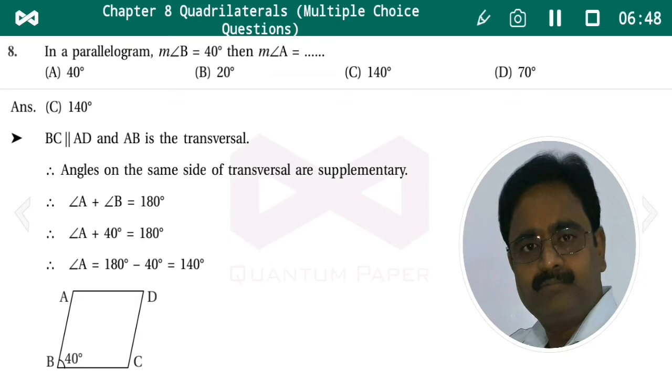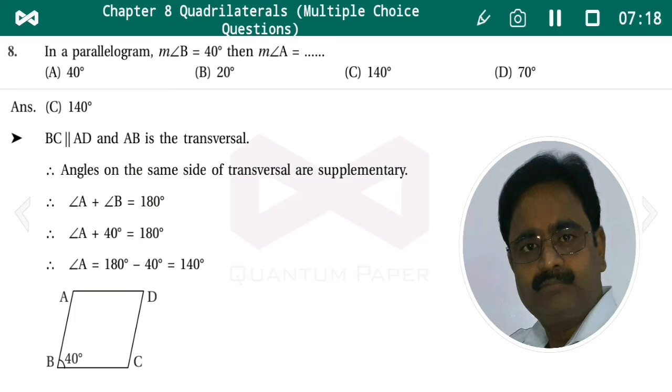In a parallelogram, the measure of angle B is 40 degrees, and the question asks for the measure of angle A. Angle A and angle B are adjacent angles, and in a parallelogram the sum of adjacent angles is 180 degrees, which means they are supplementary to each other. Since BC is parallel to AD and AB is a transversal, the angles on the same side of the transversal are supplementary.